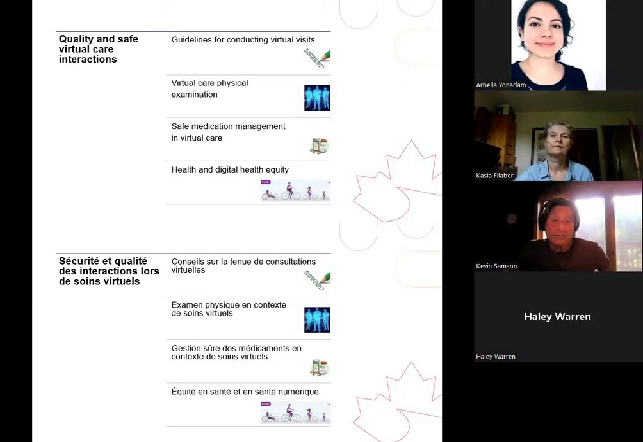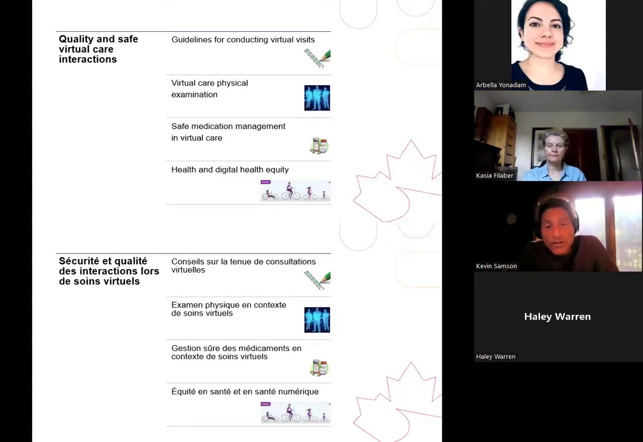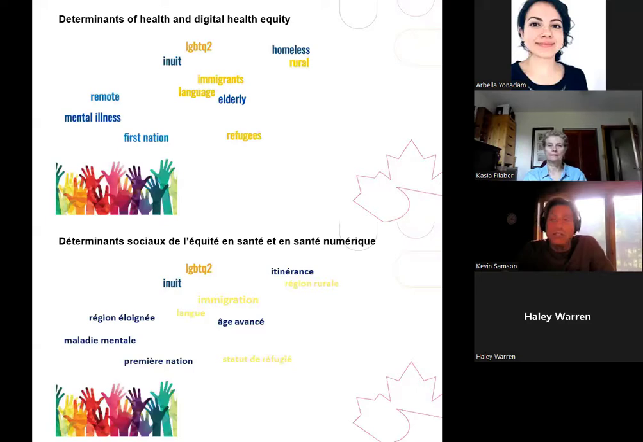Health equity. Equity is a very important consideration with virtual care, as I'm sure you are all aware. We need to recognize the potential causes of digital health inequities and have strategies in place to mitigate them. I'm going to use the next few slides to expand on this. Next slide, please.